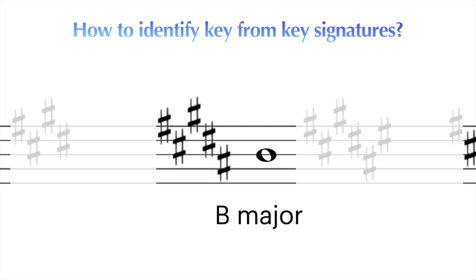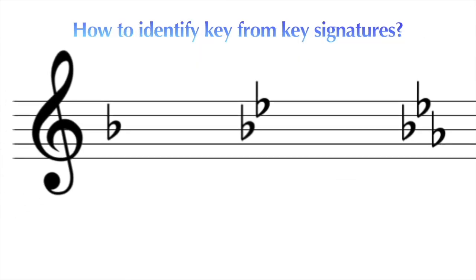Now, let's go to flat keys. For 1 flat, we need to memorize it by heart. This is F major. And then from 2 flats and so on, we can always refer to the second last flat. For example, this is B flat, so it will be B flat major.